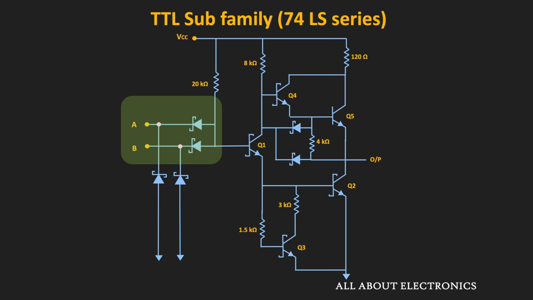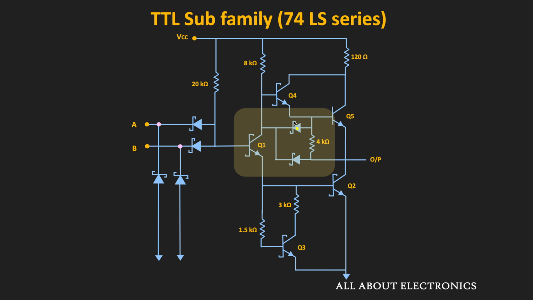Apart from that, here we also have two more Schottky diodes. So this upper Schottky diode helps in removing the base charge of the Q5 when it goes from the on to off state, because this Schottky diode provides the path for removal of the base charge of the Q5. So when the Q5 goes in the off state, at that time this Q1 will be in the on condition. So through this path, the base charge of the Q5 will get removed. So that is the purpose of this upper Schottky diode.